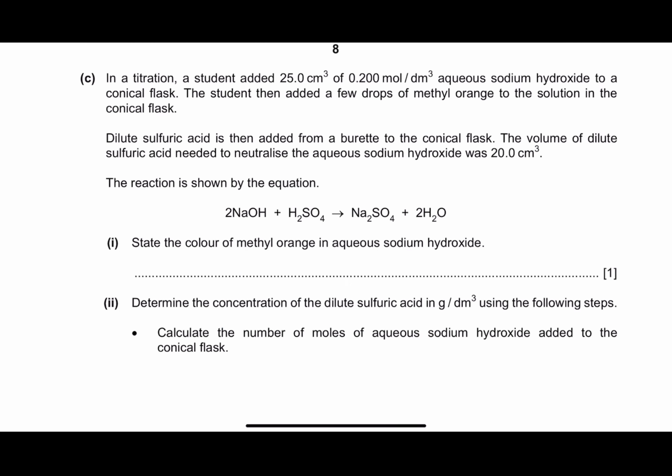This is the specimen paper of 2023, question 4. In a titration. Now titration is a method for neutralization. It says that a student added 25 cm³ of 2 mole dm³ aqueous sodium hydroxide to a conical flask. The student then added a few drops of methyl orange. Methyl orange is an indicator to the solution in the conical flask. Dilute sulfuric acid is then added from a burette to the conical flask. The volume of dilute sulfuric acid needed to neutralize the aqueous sodium hydroxide is 20 cm³.